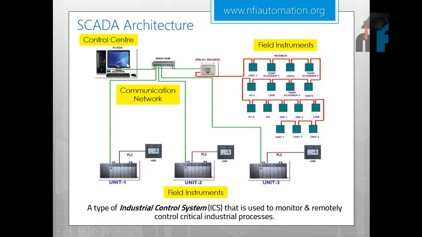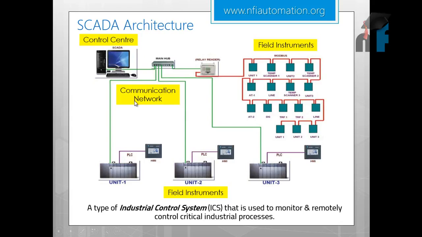So this PC has SCADA software inside which can interact with these field instruments via a PLC and this communication network. In this case it's Ethernet, and this computer is also connected to various other PLCs, unit 1, unit 2, unit 3. It could be multiple units, based on this main hub. This HMI, the human machine interface, is individually connected to the PLC. So this is independently controlling and monitoring this PLC, but if you need a control station which can read the information from all the units, you need a SCADA system. So this is connected to all other units via a main hub. This is the basic architecture of SCADA.